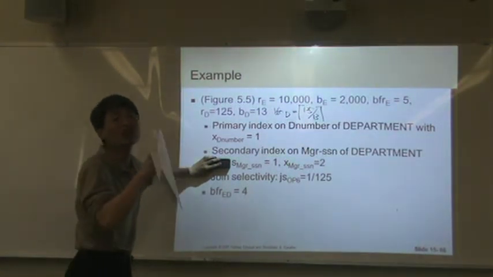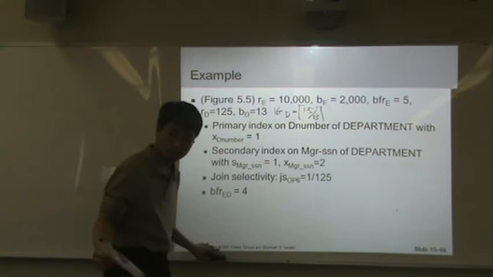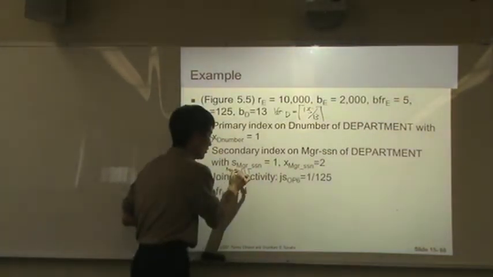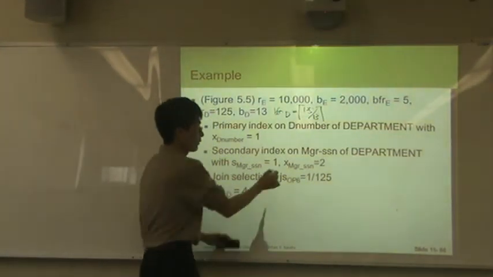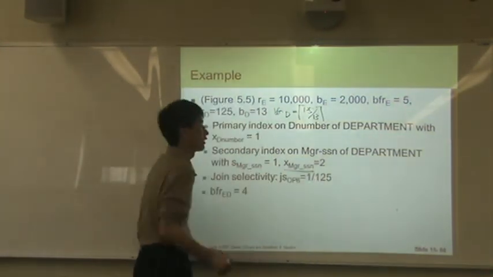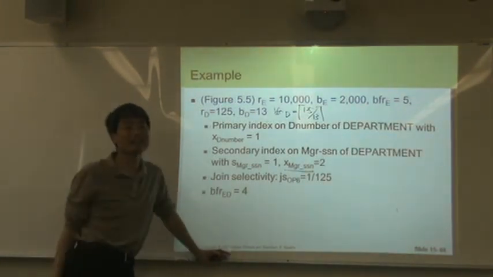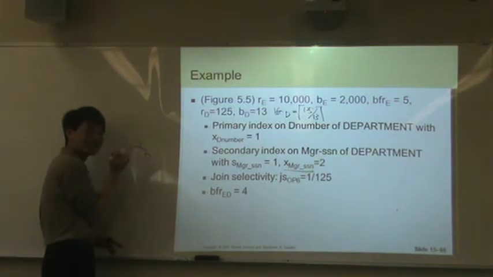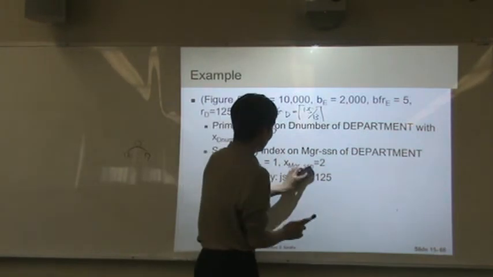One manager for the department. Right? Selectivity. When you provide one manager SSN, how many? Only one data. And what does it mean? X level of managers under social security number index. It has two levels. Like this. Okay? And we need join selectivity.